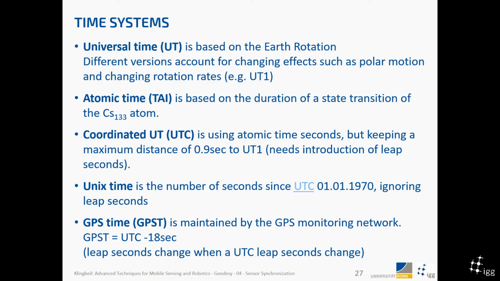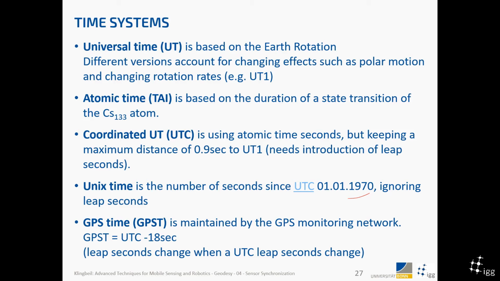Unix time is also, of course, something that people use a lot when they program, right? It's a number of seconds since UTC 1st of January 1970. So this is based on UTC, right? But it ignores leap seconds. So it uses seconds from the TAI, started at UTC here, and then counting seconds since that point in time, right? So there is an equation how to get UTC from Unix time and vice versa.